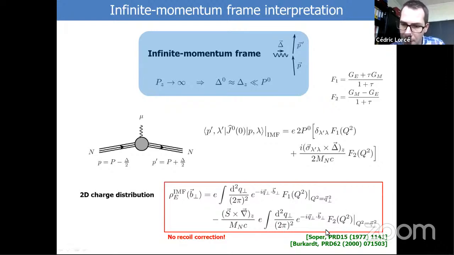And then you have the other term that is driven by the form factor F2 that we usually associate with the anomalous magnetic moment. But okay, this is just a detail. The nice thing about the light front is that the inertia of the system is so large that you do not have recoil correction anymore. You don't have to worry about recoil correction. It means that these Fourier transforms are exact, and you don't have to correct for additional relativistic effects.